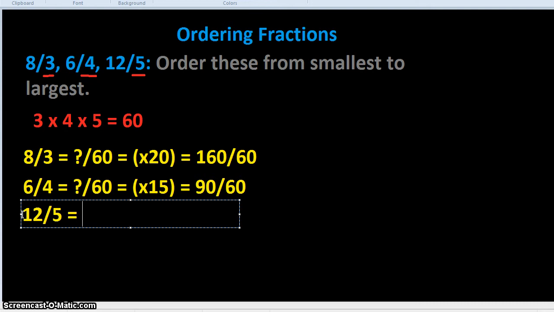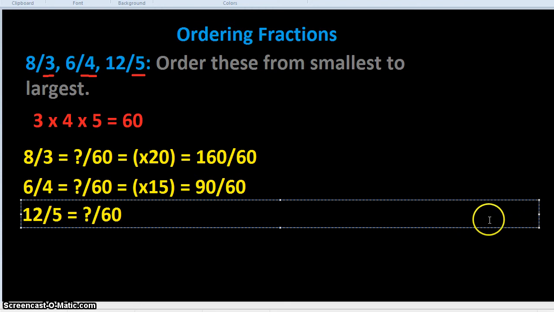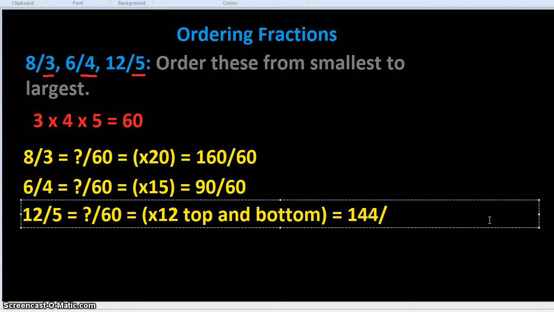And just quickly with 12/5, again, what number am I going to have to multiply top and bottom by? I'll just write it explicitly. So times something on the top and bottom. With 5, to get to 60, we had to multiply by 12. So that's the number we multiply by top and bottom. That will equal 12 times 12, which is 144, over 60. So ta-da, we have three numbers which were awkward fractions, and they're now all numbers over 60.